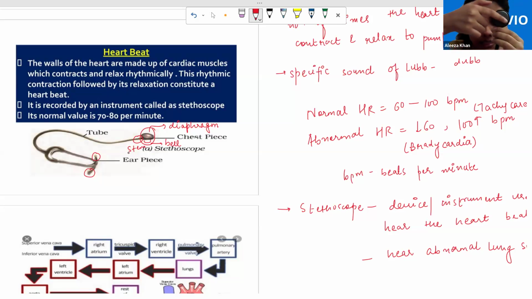Whatever you want to hear, you place this diaphragm onto that area. If you want to hear the heartbeat, you have to place it over here. If you want to hear the lung sounds, you have to move it onto your lungs superficially. You will be able to hear those sounds. You keep this diaphragm onto the part to hear those sounds.